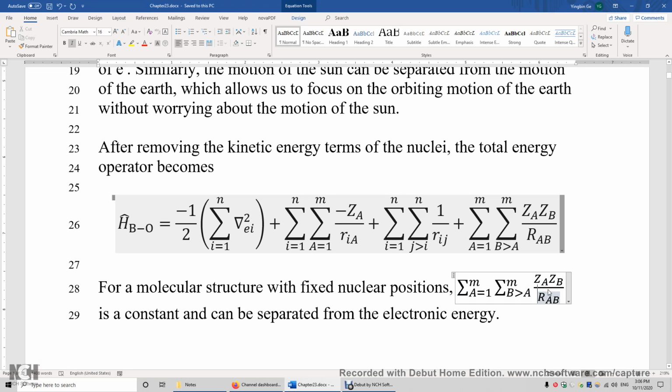For example, if we calculate the total energy of water, if we know the positions of the oxygen and hydrogen nuclei, we can easily calculate the repulsion terms between the three nuclei. And then we just need to use the Schrodinger equation that contains these three terms to solve for the electronic energy. Finally, we sum up the electronic energy and the repulsion between the nuclei. We get this Born-Oppenheimer energy of the system.